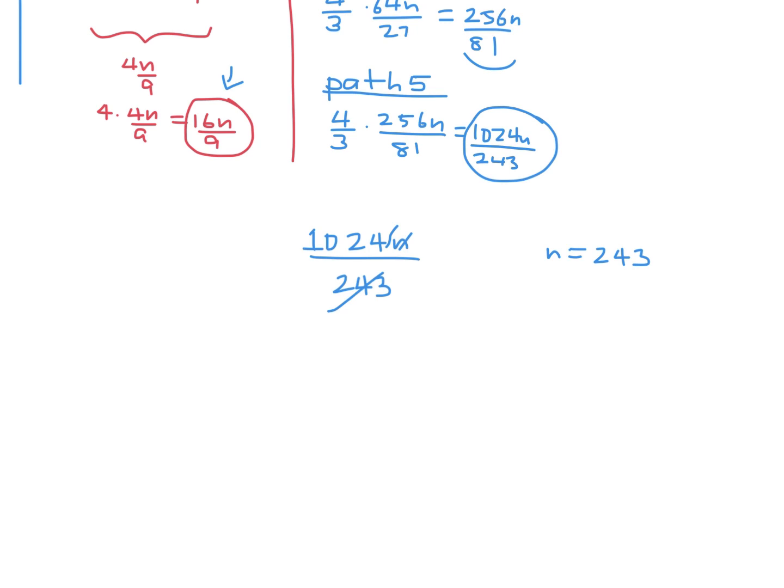Let me think about this. 1024 is what? 1024 is 2 to the power of 10. And then 243, I believe, is 3 to the power of 5. So there's no common factors here. So that means this 1024 over 243 is already in lowest terms. So n has to be 243 in order to cancel that out. And that's the smallest value of n to make this an integer. All right, that answered that question.